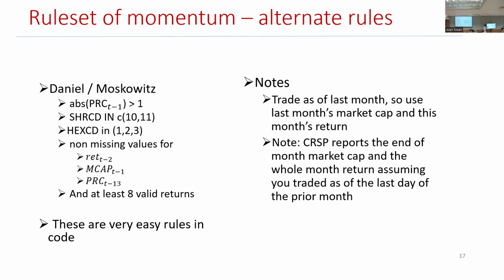And then non-missing values for returns from 2 months ago, 13 months ago, market cap's not missing last month, and then at least 8 valid returns over this ranking period. I actually don't know in what cases these things would ever be true. Why would you be missing a price from 13 months ago? I guess it's like a recent IPO stock or something, but I don't really understand. I guess it's just what they did, and they wrote it for scientific replicability. But if you ask me what these things do, I would say basically nothing.